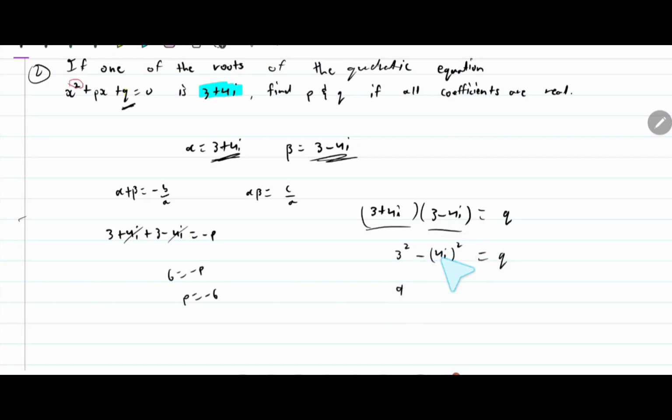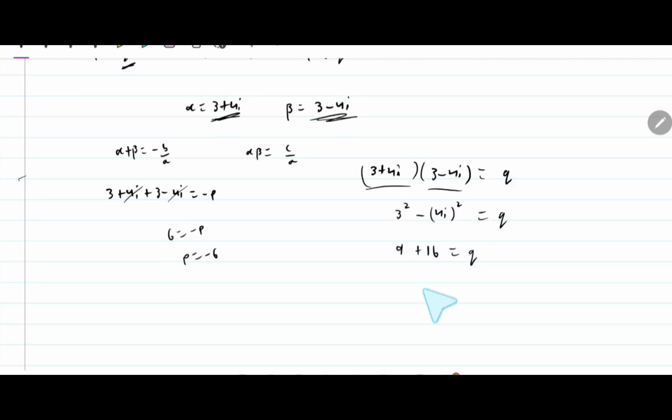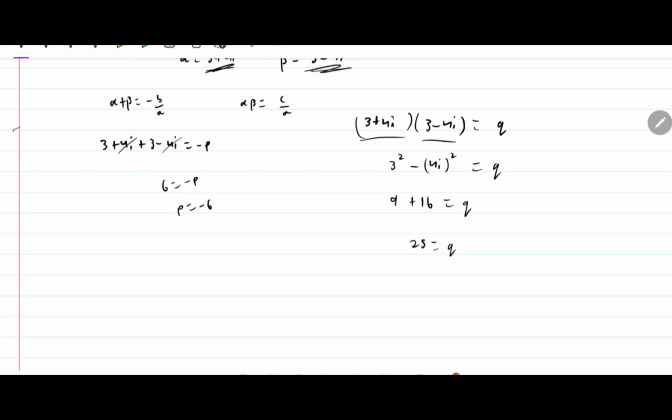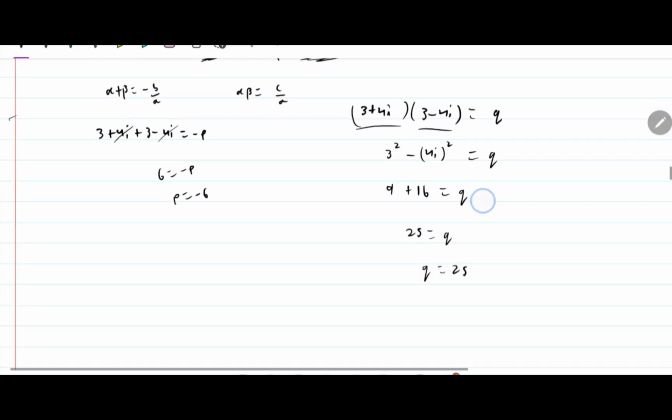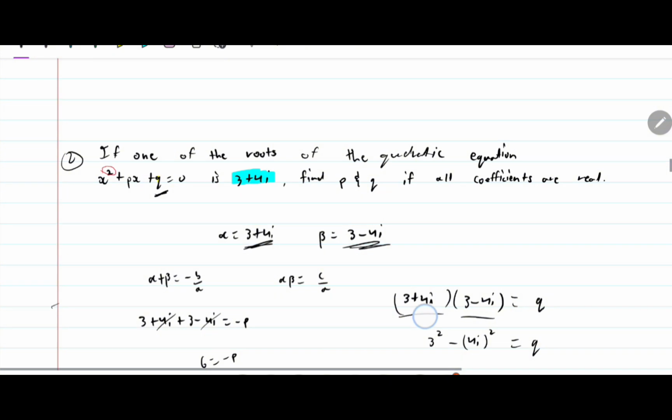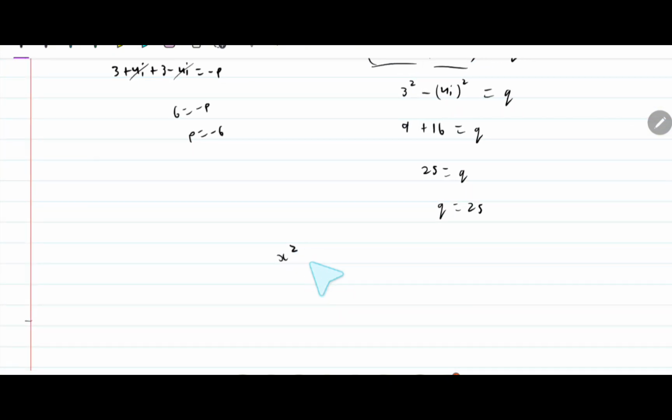This is going to give us 9. This is going to give us positive 16. 9 plus 16 is equal to q. So I'll have 25 is equal to q. So therefore, q is equal to 25. And that's it. We're done. Our quadratic equation will simply be x squared minus 6x plus 25 is equal to 0.